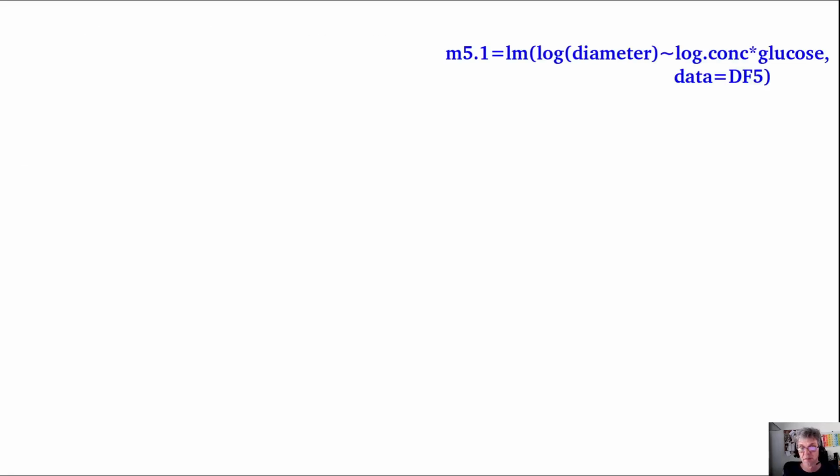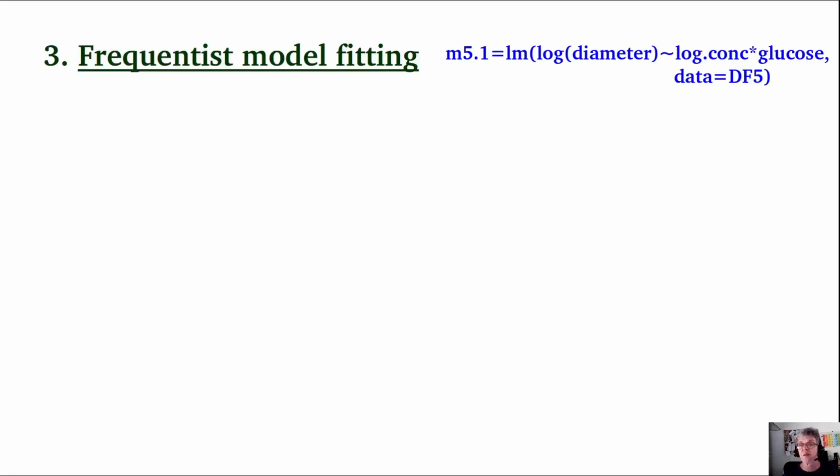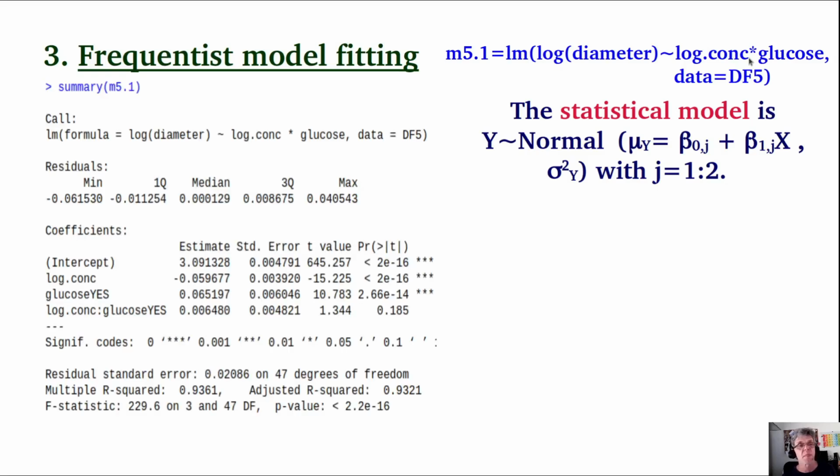Please look at it. So we fit the model in which we have a linear model for the log of the diameter, not the diameter, the log of the diameter, because we need to linearize the relationship between diameter and concentration, log concentration in this case. And here we have the single effect of concentration, the single effect of glucose, and their interaction. This is a shortcut way of writing this in R. So the model is fitted as usual.